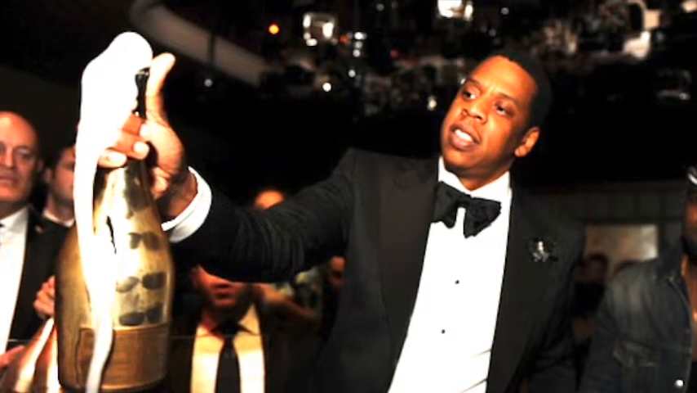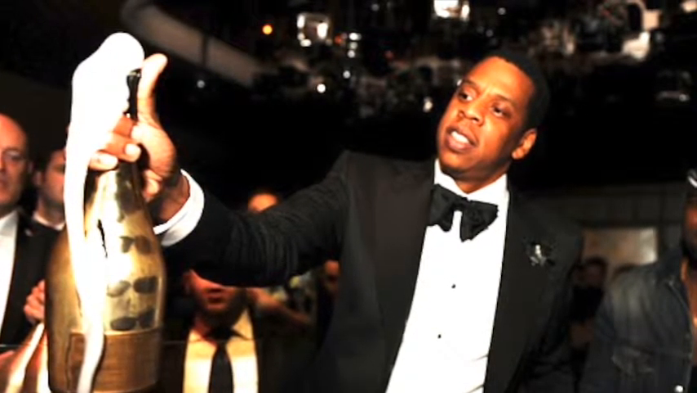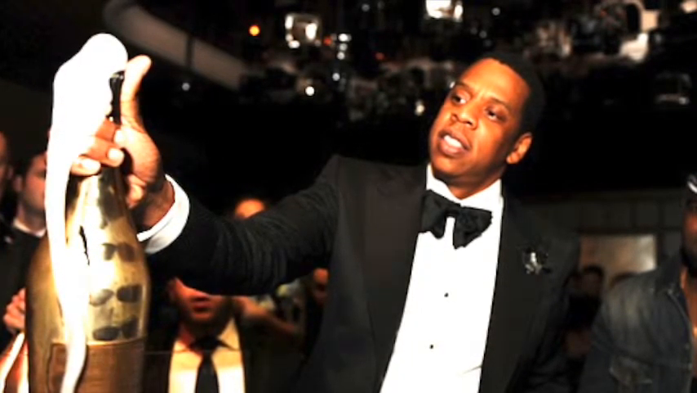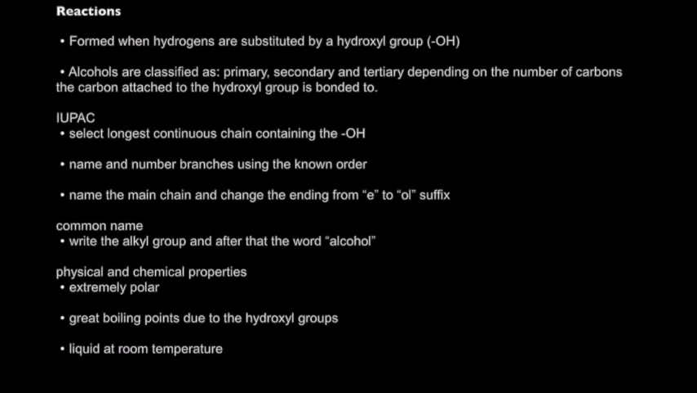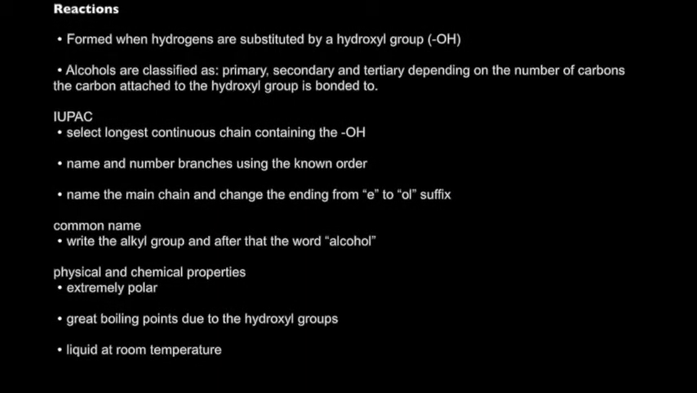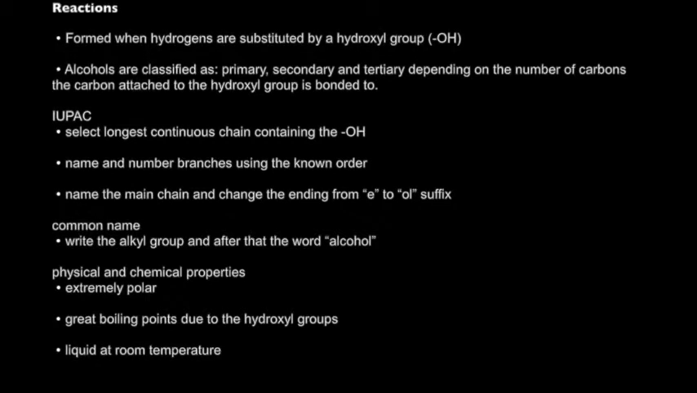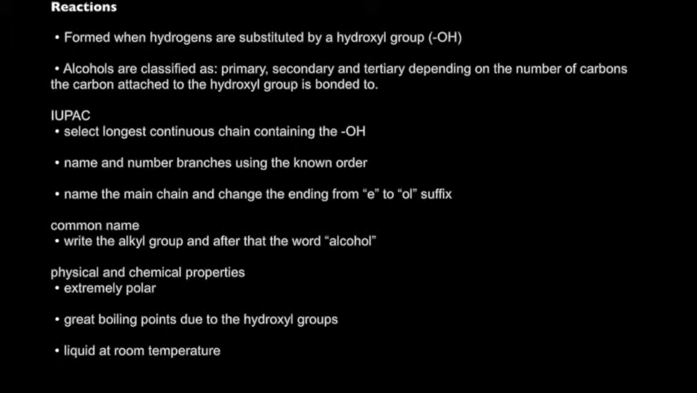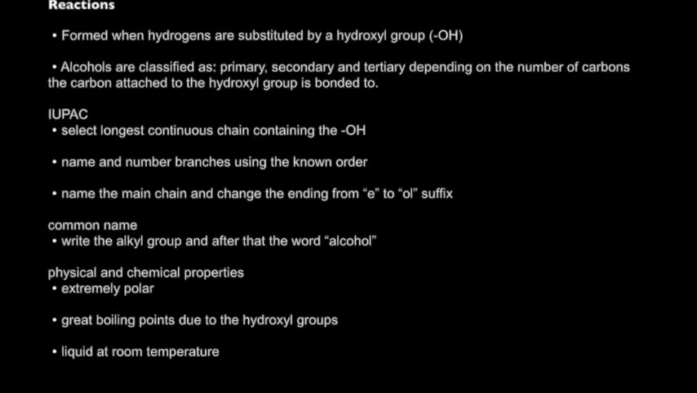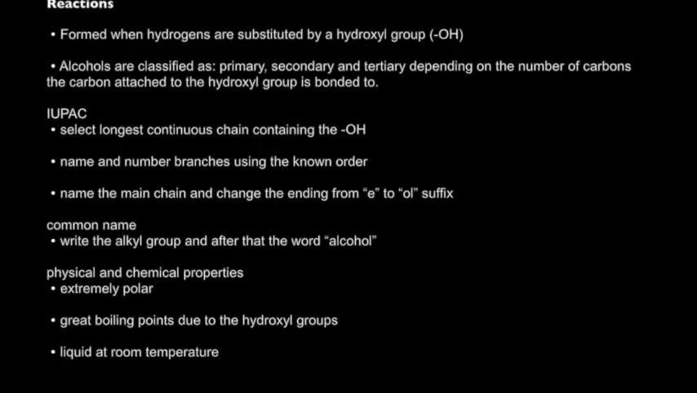Alcohol is a hydrocarbon with a hydroxyl group that can be classified as primary, secondary, or tertiary. For the IUPAC nomenclature, you select the longest continuous chain containing the OH. You name and number branches using the known order. You name the main chain and change the ending from E to the ol suffix. And for the common name, you write the alkyl group and after that the word alcohol.